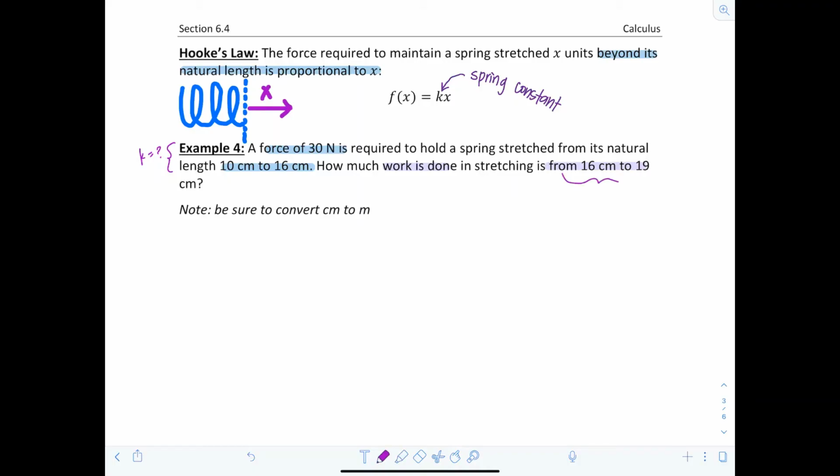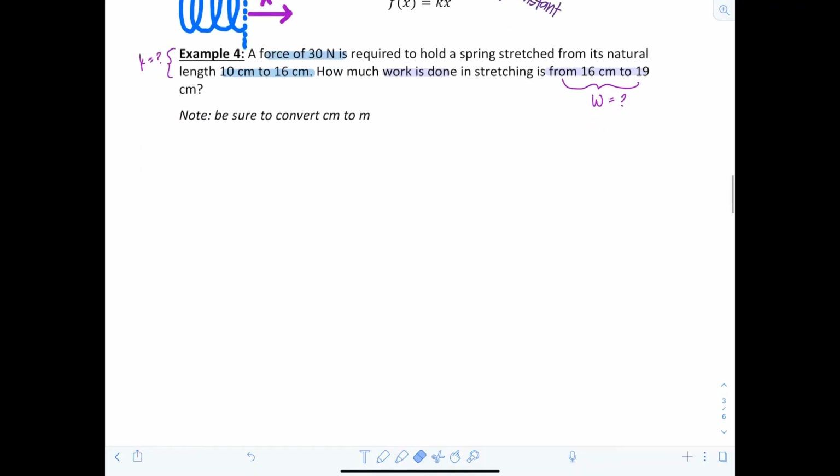So once I get k from the first bit of info, then I'm going to figure out how much work is required. Now make sure that we convert to meters, right? We have to have everything in our standard units for the metric system, and everything's given to me in centimeters. So we're just going to divide everything by 100. All right, so I'm going to use Hooke's law. f of x is equal to kx. So first I'm going to find k.